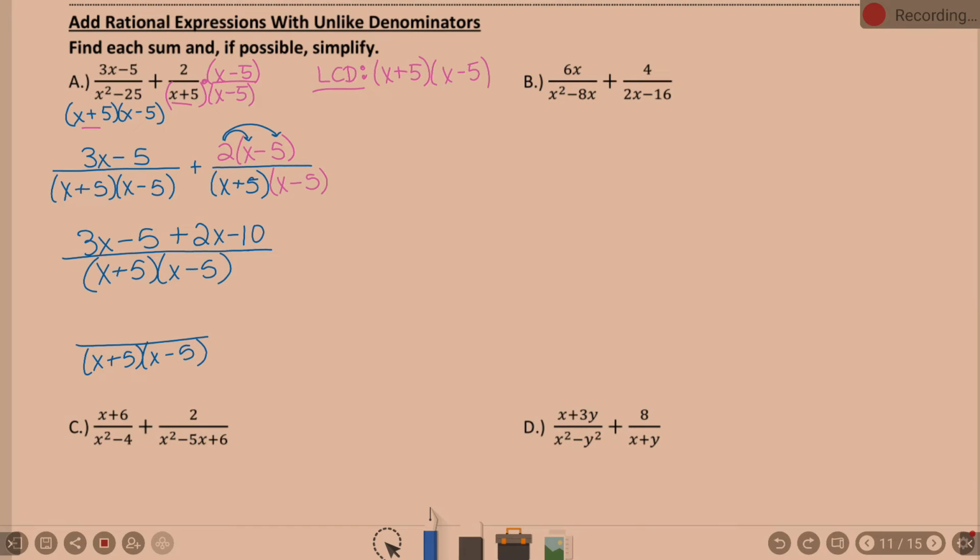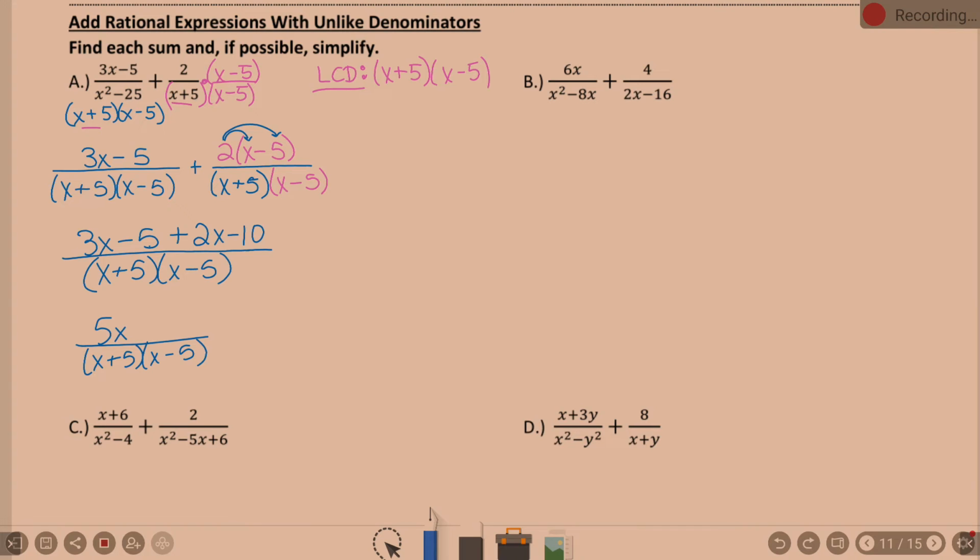Clean up like terms on top. 3x plus 2x is 5x. 5x. Minus 5. Minus 10. Is that right? Minus 5 minus 10. Yeah, it is.